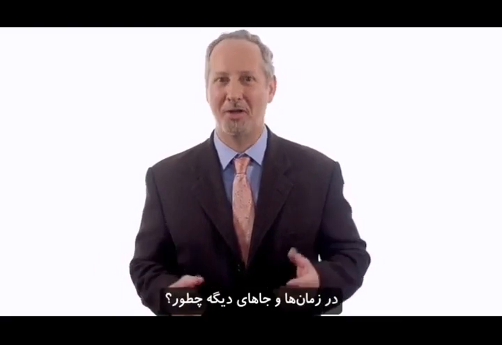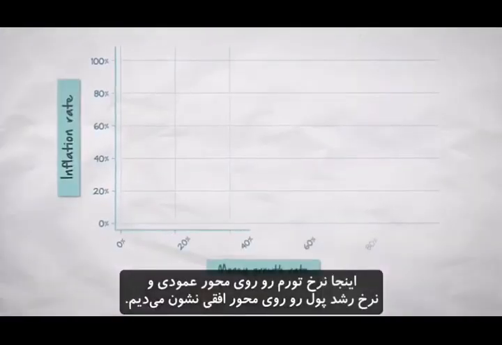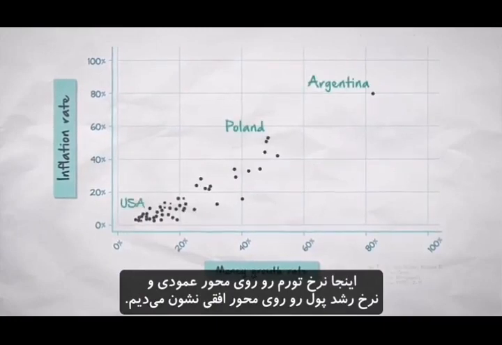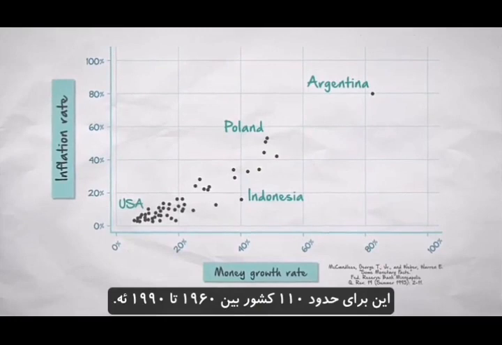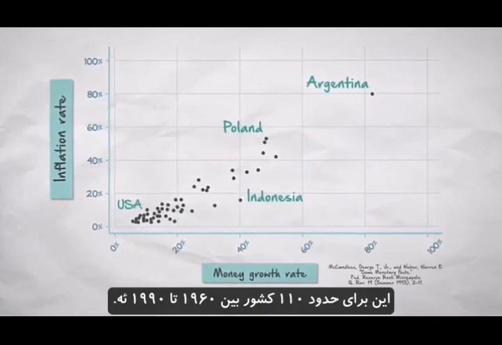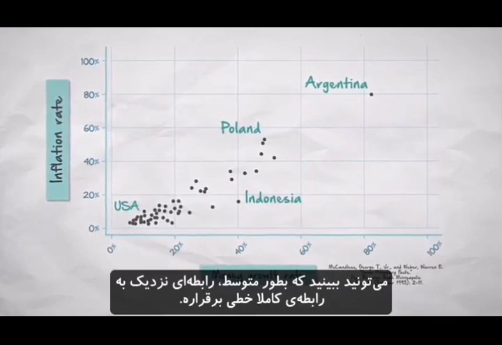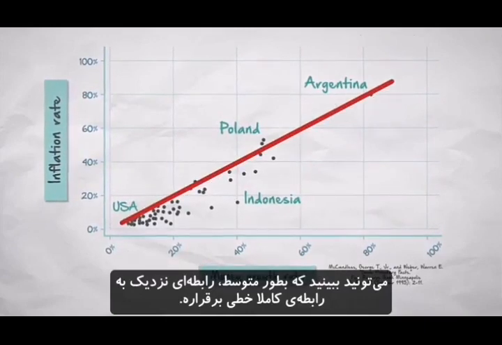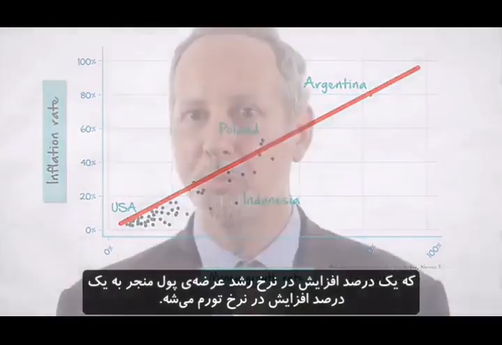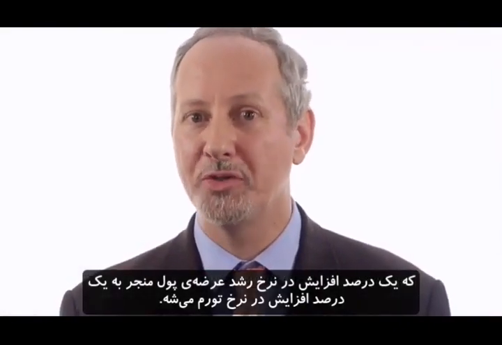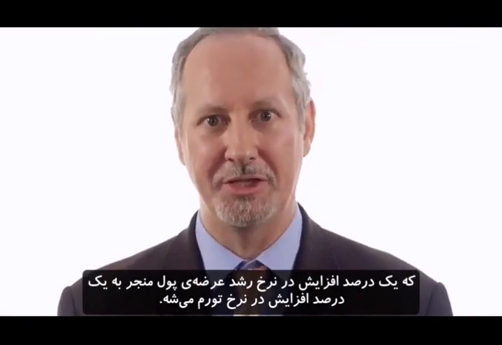What about other times and places? Here we show inflation rates on the vertical axis and money growth rates on the horizontal axis. This is for about 110 countries between 1960 and 1990. You can see that on average, the relationship is close to perfectly linear, with a 1 percentage point increase in the money supply growth rate leading to a 1 percentage point increase in the inflation rate.